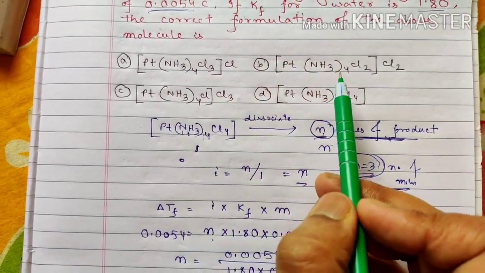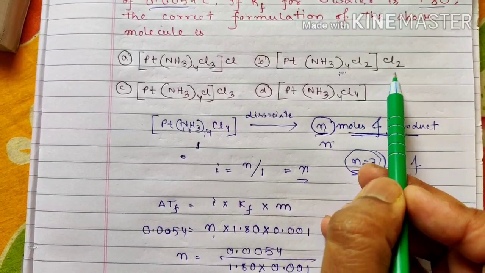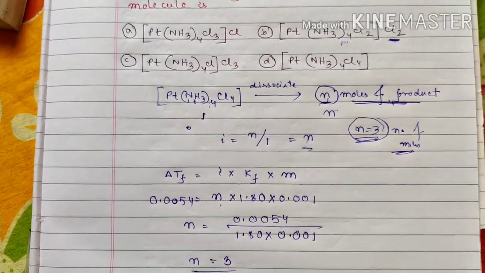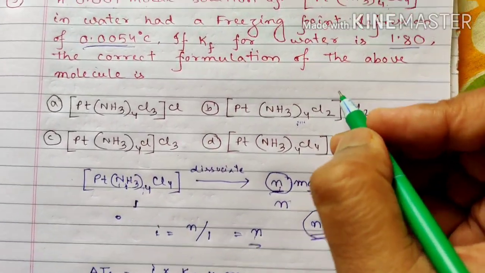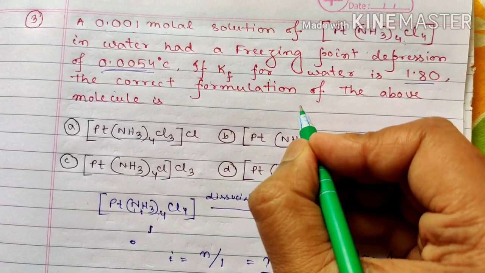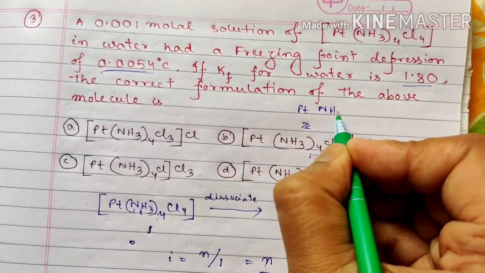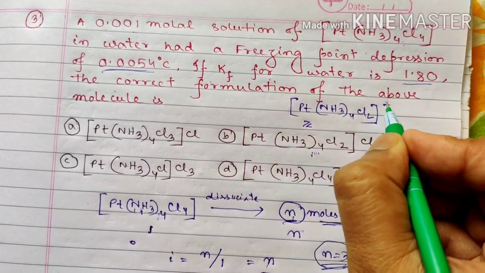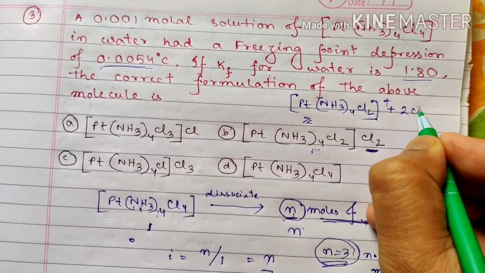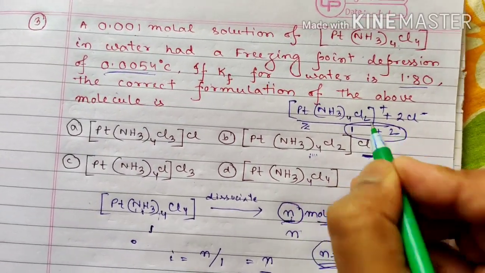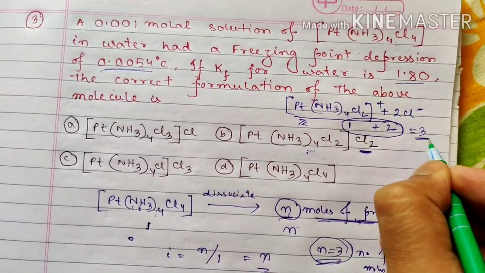You see this one carefully. Cl2 is there. So if you want to dissociate this one, carefully see. This one I can write as [Pt(NH3)4]2+ plus 2Cl minus. So here there is 1 and here there is 2. So in total there are 3 ions.